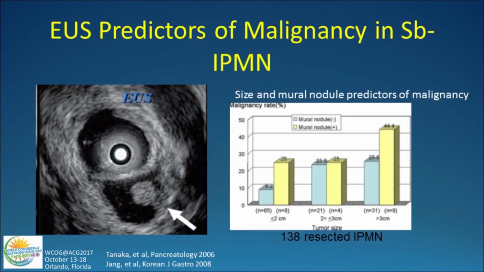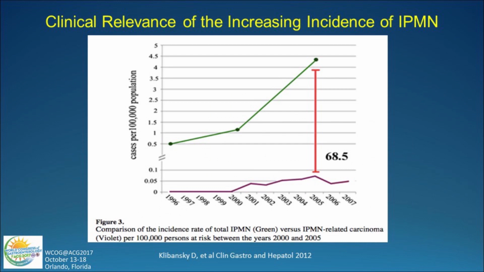So we recommend surgery in a select group of them. Dr. Lee is going to go into more detail, but there have been multiple studies that try to look at predictors of malignancy, and some of the things they looked at were size greater than 3 centimeters and the presence of a mural nodule. These are things that we look for in EUS.